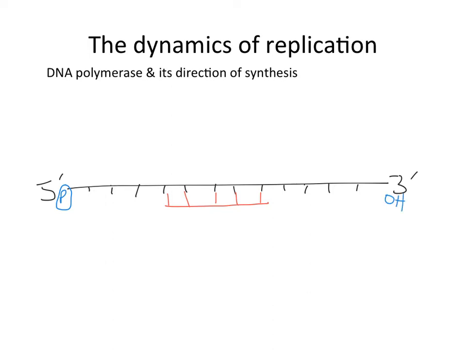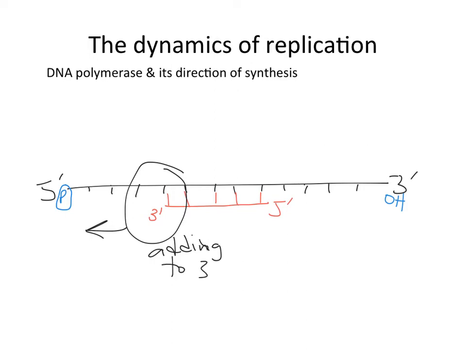And we know that this primer is anti-parallel. 5', there's a phosphate there, and there's 3'. And polymerase starts at the 3' end of the primer and moves to the left. So it's adding nucleotides to the 3' end of a strand.